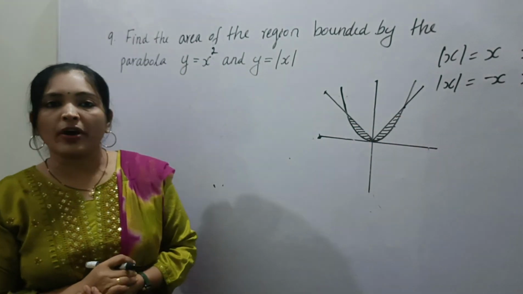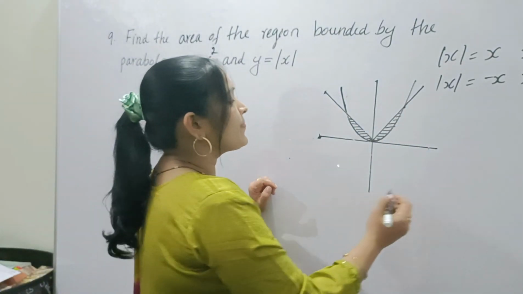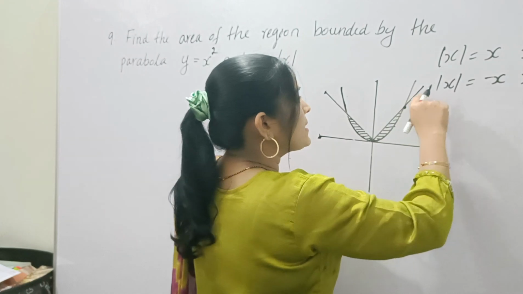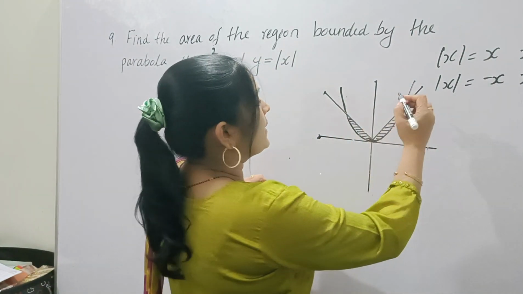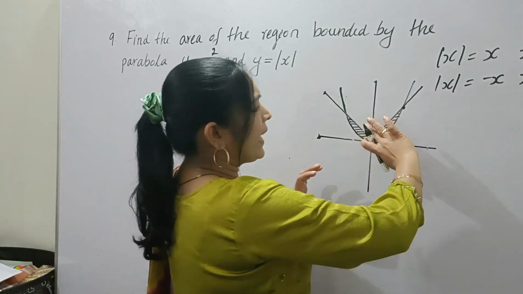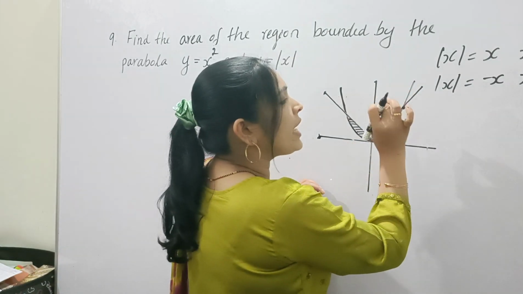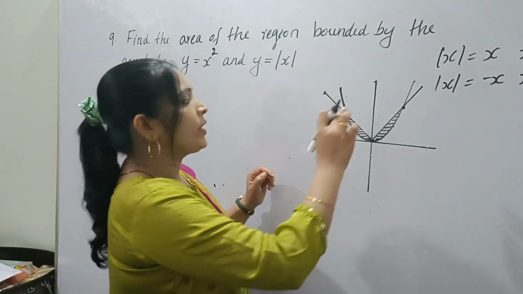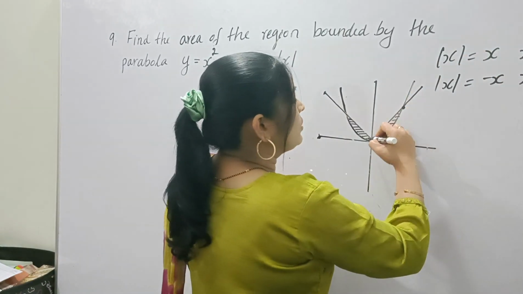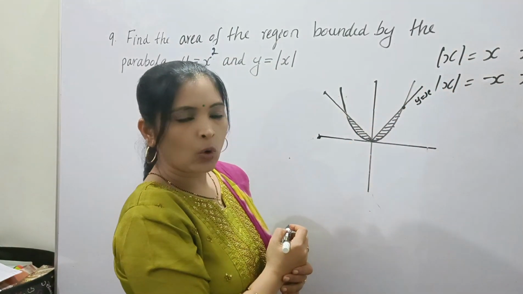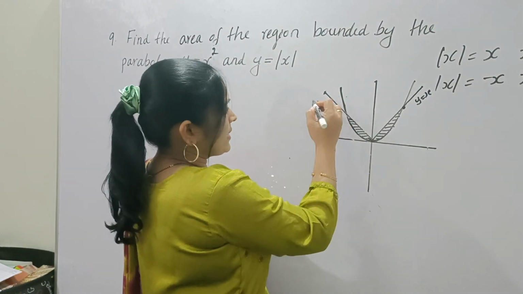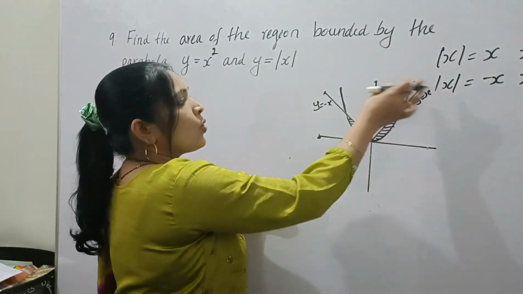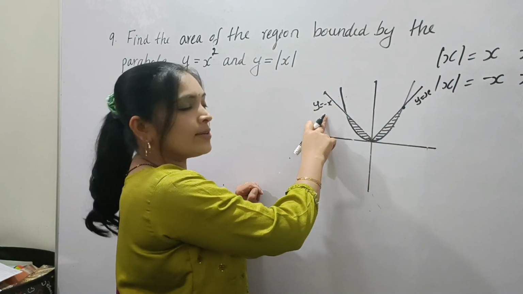But here we cannot find this area directly. So first of all, let's find the intersection point of this line and the curve. We know that on this side, in the first quadrant, the x coordinates are positive, that is x greater than 0. Therefore this line is nothing but y is equal to x. And what is this other line? Y is equal to minus x, because on this side all x values are negative. That is, when x is less than 0, modulus x is equal to minus x, that is y is equal to minus x.